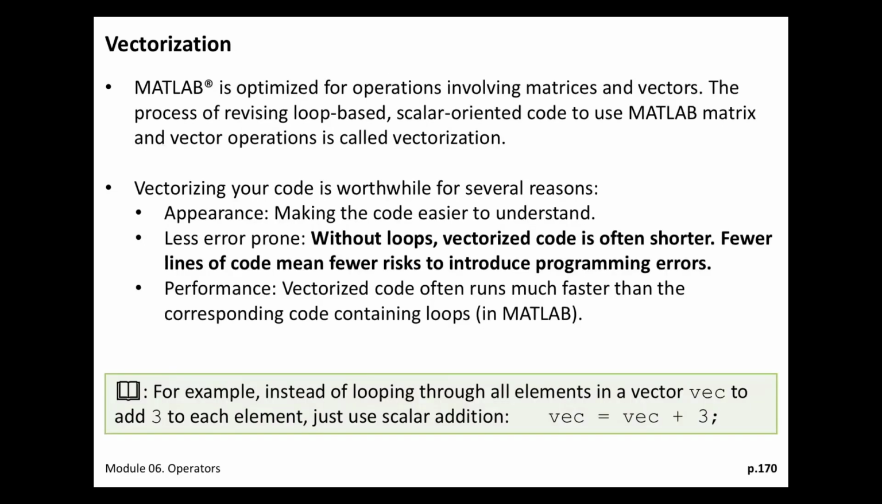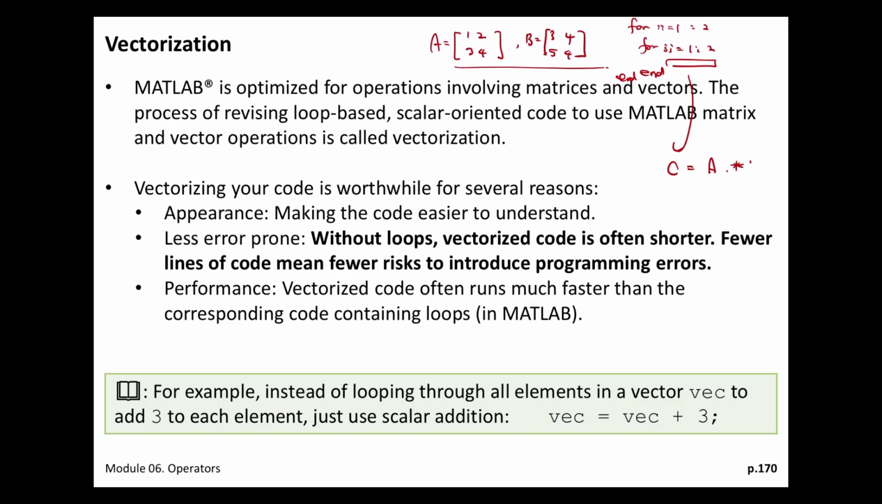Okay, so MATLAB is optimized for operations involving matrices and vectors. For instance, A is a matrix, B is a matrix, and you want to do element-wise multiplication. What you can do, first, is design a double loop structure, like this, and then do this element-wise operation. Or you can use this dot multiplication operator.